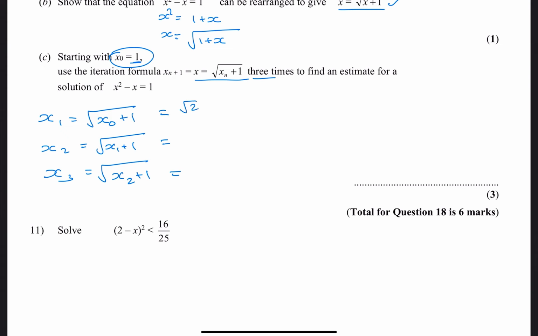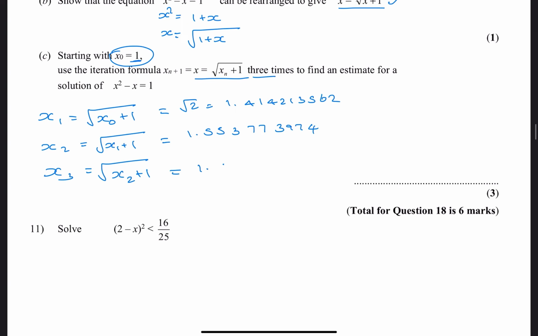So the first one is root 2. I'll write whatever that decimal is as well. 1.414213562, press equal again. 1.553773974, press equal again. 1.598053182. If you keep pressing equal, you will get the answer that goes towards 1.618. So that's the answer to that equation to 3 decimal places, 1.618. If you keep pressing equals, you're basically doing more iterations.